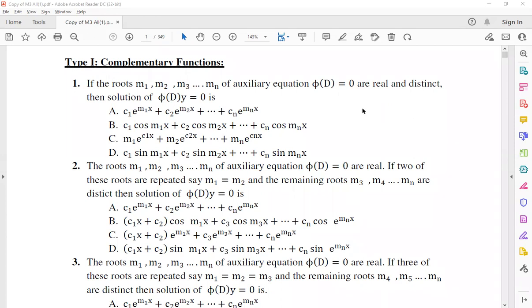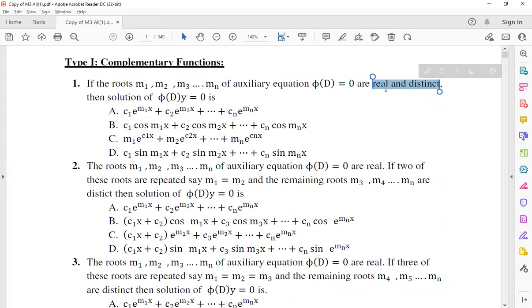There are 4 types of roots. All of you remember this? Okay, so we can go to question 1 then. If the roots m1, m2, mn of this auxiliary equation phi D equal to 0 are real and distinct, then what is the solution? The solution depends on the roots only. How are the roots? Real and distinct.